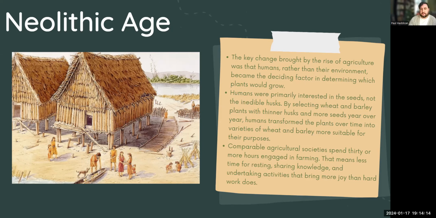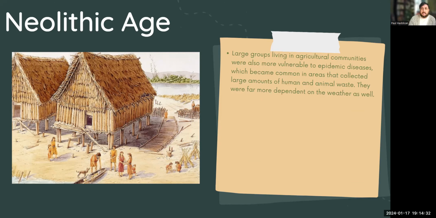That's selective breeding. Comparable agricultural societies spend 30 or more hours engaged in farming. So that means that all the civilizations that we just looked at are going to spend about 30 hours a week on farming, which means less time for resting, sharing knowledge, and other activities, less free time than you had as hunter gatherers. Large groups in agricultural communities are also more vulnerable to diseases, something that we have into our modern era as well. And it's also going to collect large amounts of human and animal waste because we're all staying in the same place together at the same time, right?